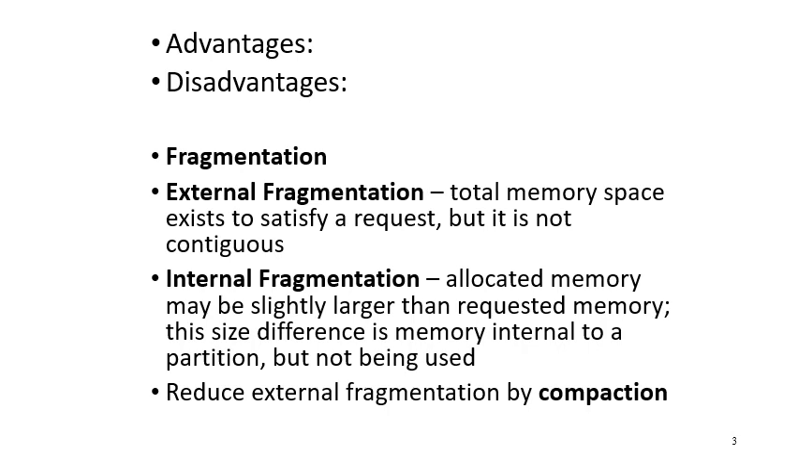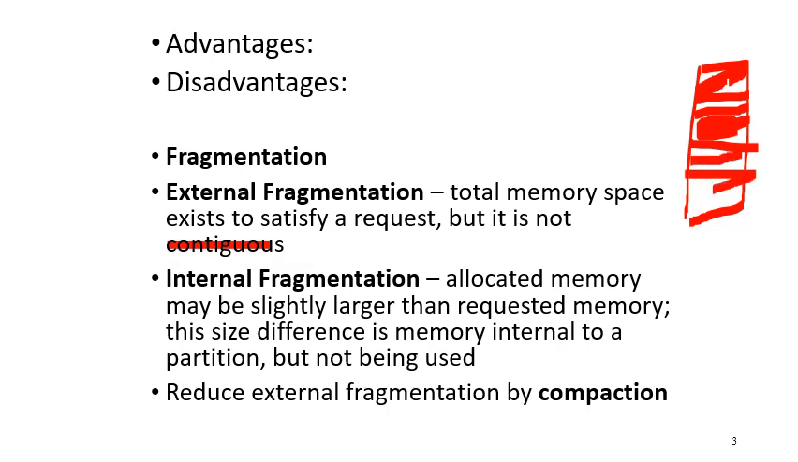In external fragmentation, the total space exists to satisfy the requirement, so there will be extra space, but the space will not be contiguous. Suppose this is full, and this is full. The extra spaces are not contiguous. Here there is some space left over, and here there is some space left over. This is called external fragmentation.